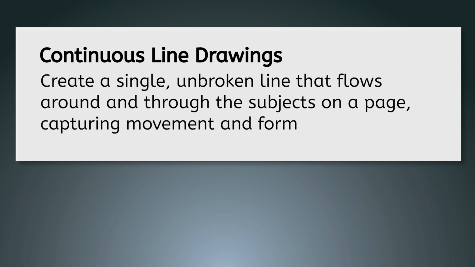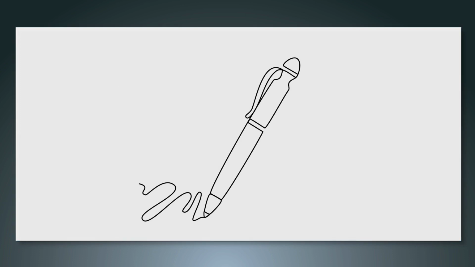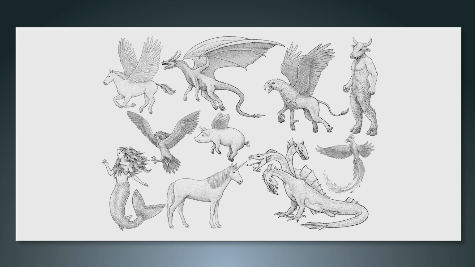Continuous line drawings create a single unbroken line that flows around and through the subjects on a page, capturing movement and form. The plan behind the title of this project, Drain the Pen, is to draw with a pen until it runs out of ink. This requires a lot of overlapping of your continuous line. You will use this technique to create a fantasy drawing. All that fantasy means here is something outside of reality. It could include any number of fantasy creatures, plants, locations, or scenes.